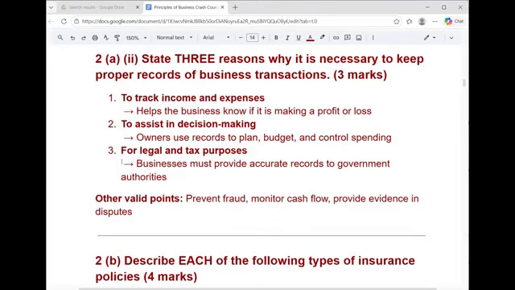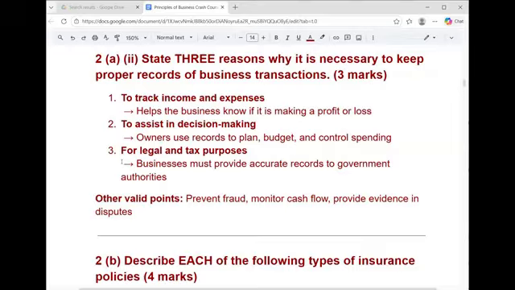Also, to assist in decision making, owners use records to plan, budget, and control spending. Definitely, so that those financial documents would reveal whether or not the business is overspending, whether they need to cut down on expenses, increase income, stuff like that.